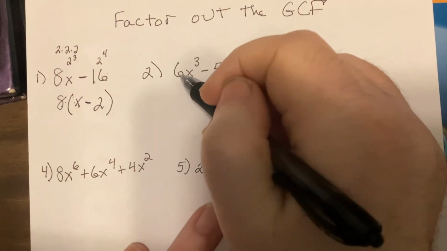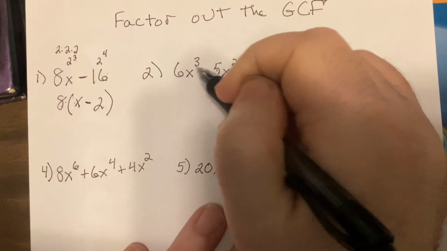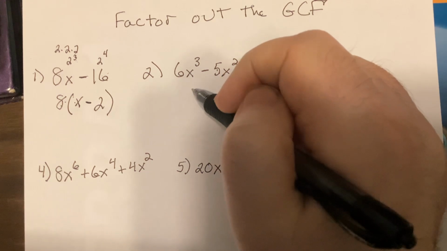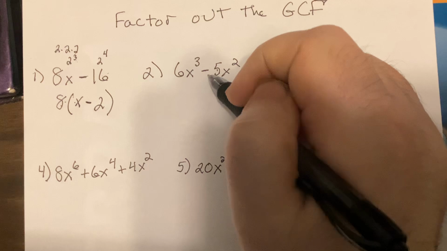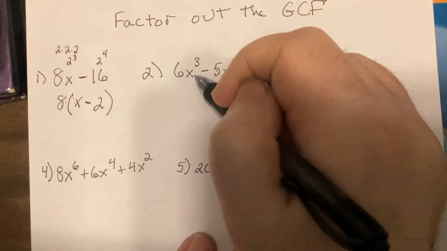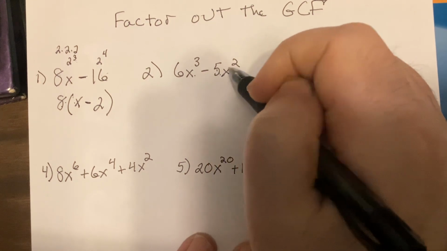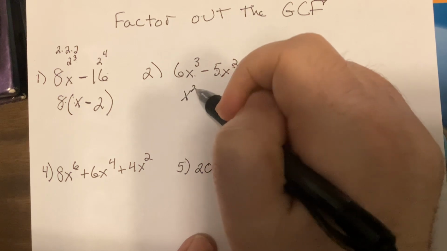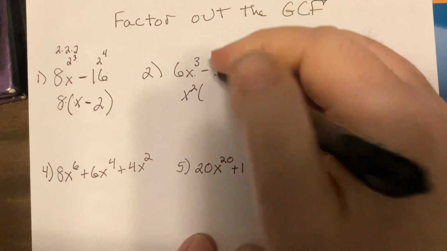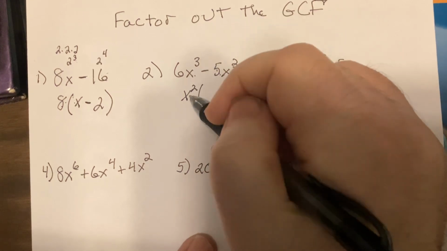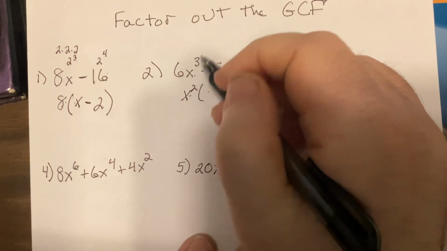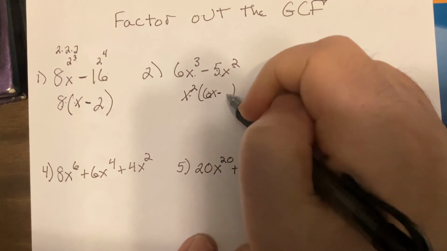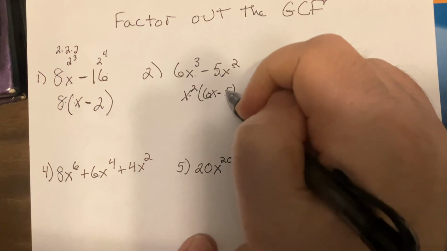So this one, we have a 5 and we have a 6. What goes into 5 and 6 would be 1. There's nothing in common. Then I look, is there an x common to both? And there is. So it's the smallest power that it occurs, in this case x squared. So then we would have x squared times what is 6x cubed, and that'd be 6x. Minus x squared times what is 5x squared, and that'd be 5.